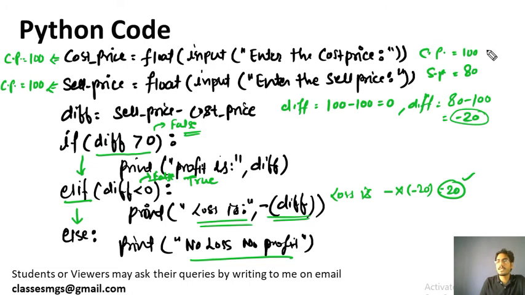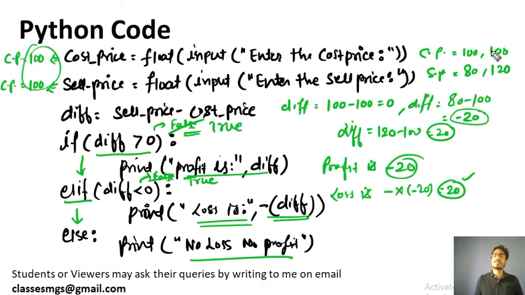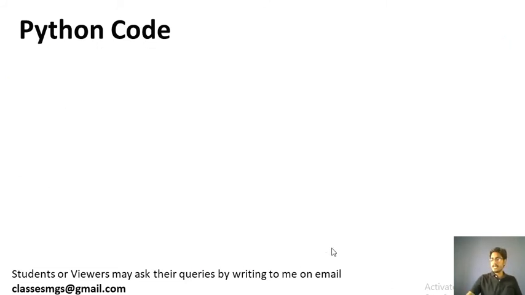Let's try to give some other input. Let's suppose CP is 100 and SP is 120. In that case, the difference will be 120 minus 100, that is 20. The difference is greater than 0, yes, so it will be true, and this will execute and print profit is 20. So this is how this program will be executed for different input sets. Now let me go and type this in the editor and see the demonstration.